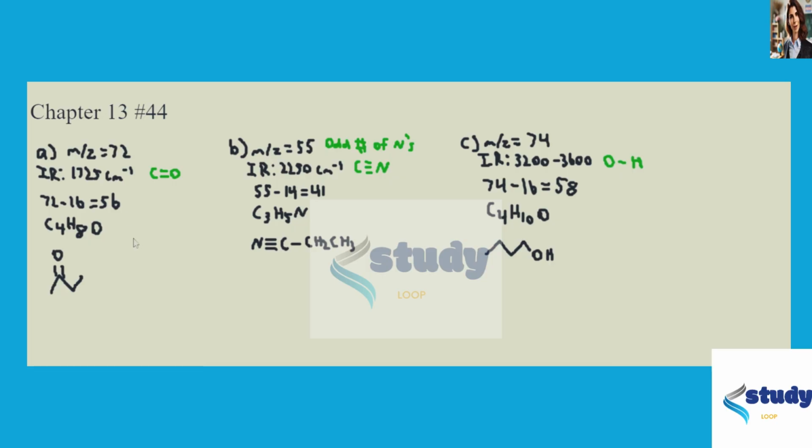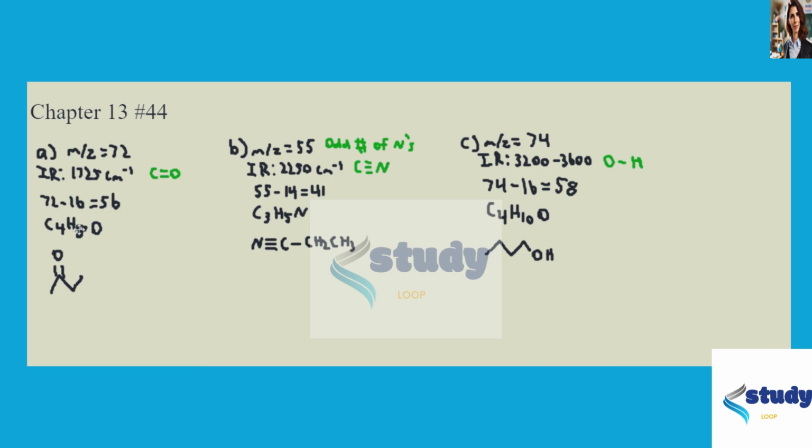For A, we're given a molecular ion of 72 and an IR peak at 1725 wave numbers. Basically we know that IR peak should correspond to a ketone, and I wrote that down in green. So that's the first piece of pertinent information. Then we'll look at the mass spec. Since we know that there's a ketone, we know that there's an oxygen. Oxygen accounts for 16 atomic mass units. 72 minus 16 gets us 56.